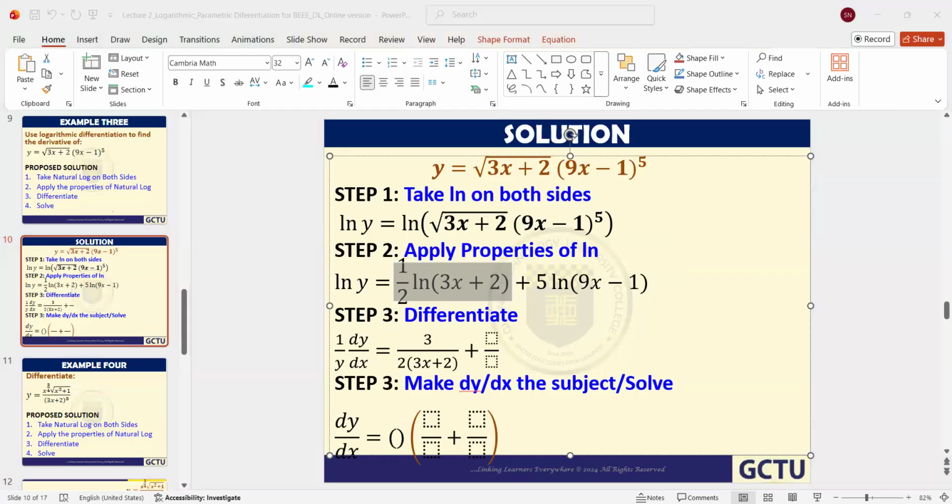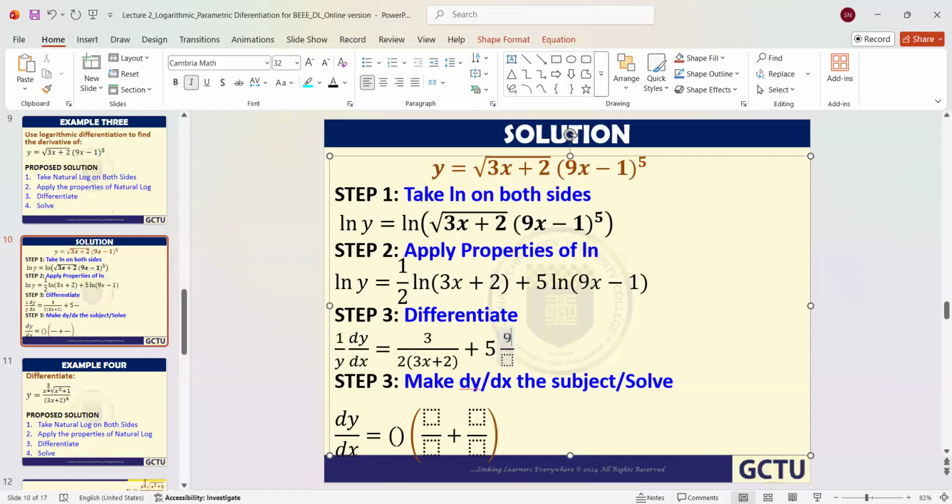Okay. Now let's look at the right-hand side. When I differentiate, first of all, remember that there is 5 already. I can leave the 5 here. It's multiplying. When I differentiate 9x minus 1, what am I going to get? 9. 9, exactly. And then the denominator will repeat the function. So the function is going to give me into bracket 9x minus 1.